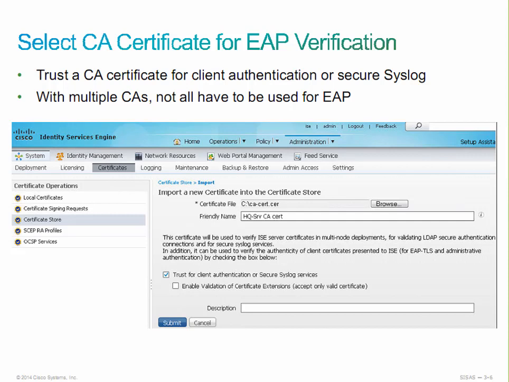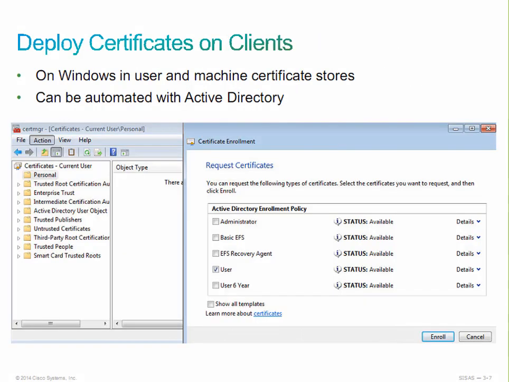And we have to take that certificate file that we obtained either out of band or through some other method, HTTP or FTP or whatever method we used, we have to apply that certificate into our certificate store. Okay. And checking the box, trust for client authentication or secure syslog services. Even though we're probably not using this for syslog services, we definitely need to check that box for client authentication. Okay. That's the first step.